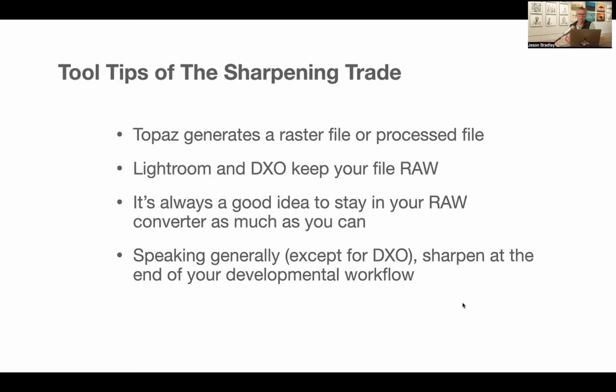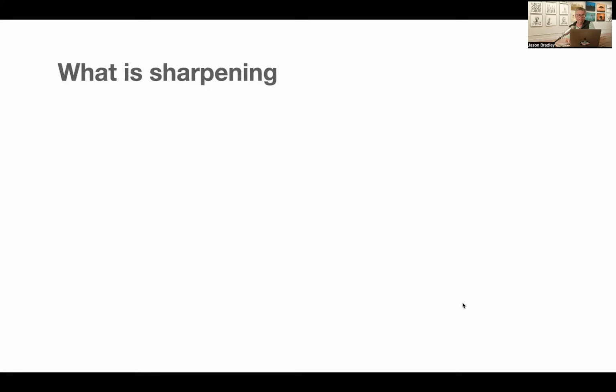Of course, if you don't do it and you do it the other way accidentally, not a big deal. You can always copy and paste your adjustments from your image that you developed onto the image that you sharpened with DxO, and vice versa, okay? But generally speaking, sharpen at the end of your developmental workflow.